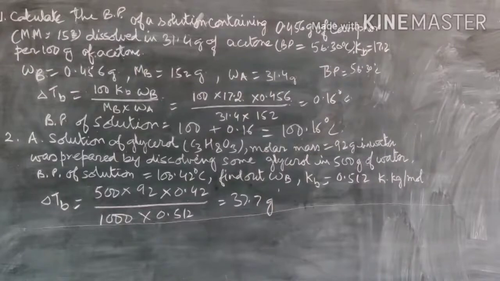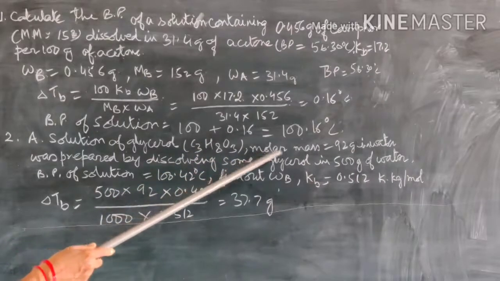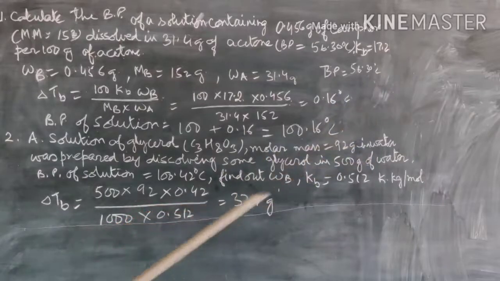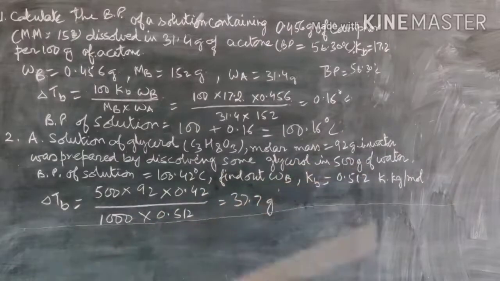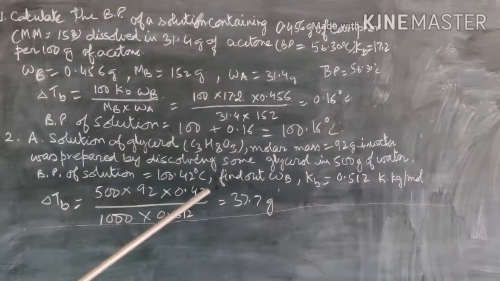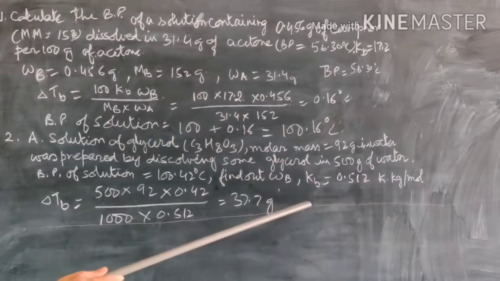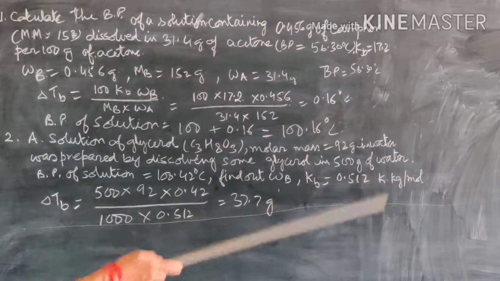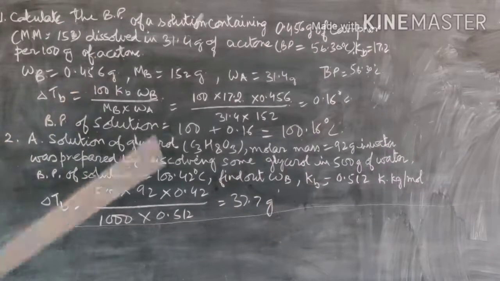Now in the second question, a solution of glycerol, molecular formula C3H8O3, molar mass given as 92 gram, in water was prepared by dissolving some glycerol in 500 gram of water. The boiling point of the solution is given as 100.42 degrees Celsius. Find out the mass of solute that is dissolved. Kb for water is given as 0.512 Kelvin kilogram per mole.